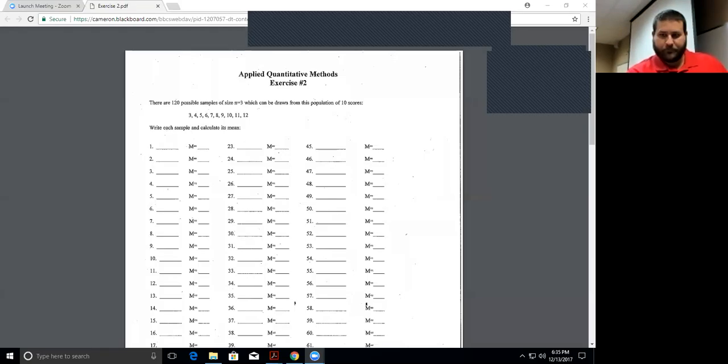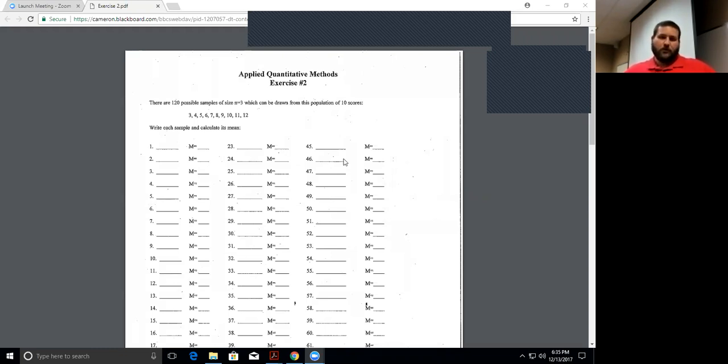Okay, so I have it up. Let me see if I can put it up on the screen for you. There we go. So you should see it now. Sorry for the delay. And it might be kind of small on your screen, but it says there are 120 possible samples of size 3, which can be drawn from this population of 10 scores. And then they give you the 10 values: 3, 4, 5, 6, 7, 8, 9, 10, 11, and 12.